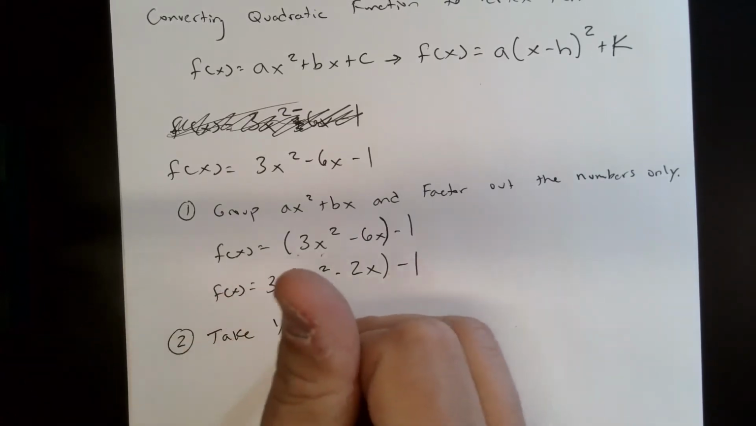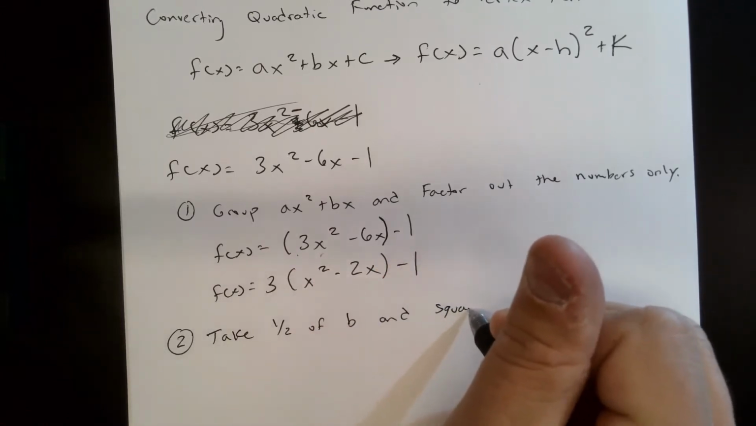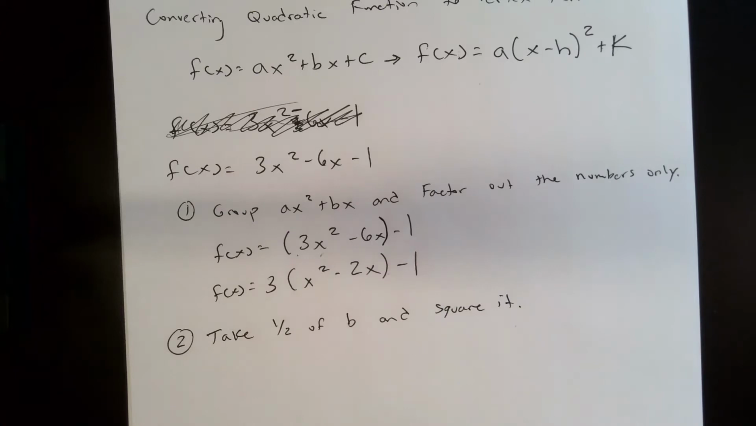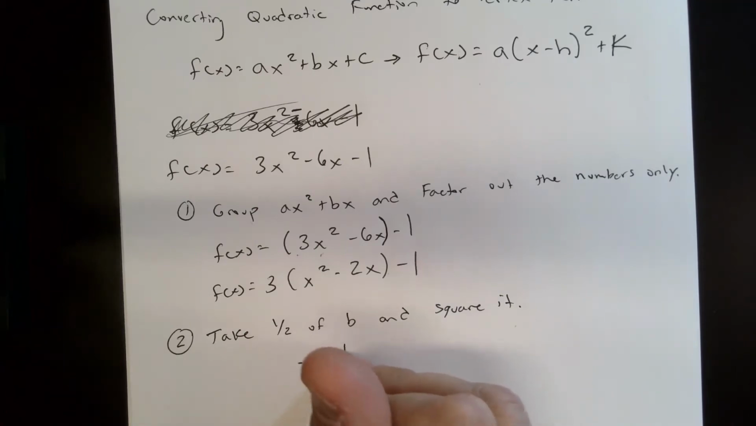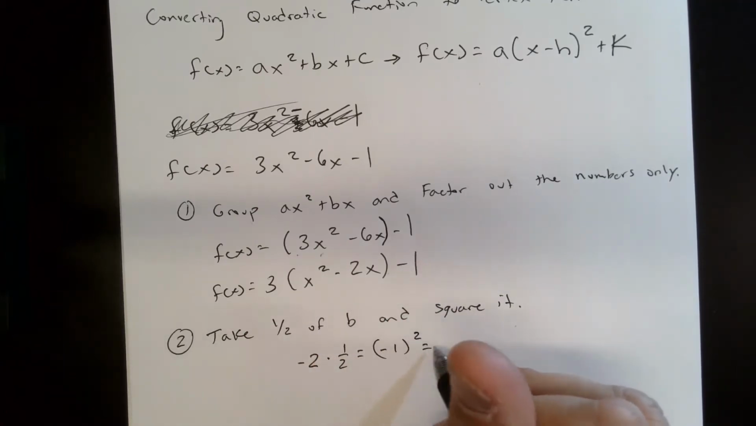Okay, step 2. Take 1/2 of b and square it. What does that remind you of? Yeah, completing the square. So we're going to go -2 times 1/2, which is -1, squared, which is 1.